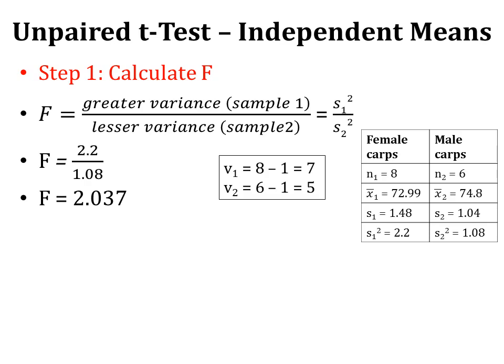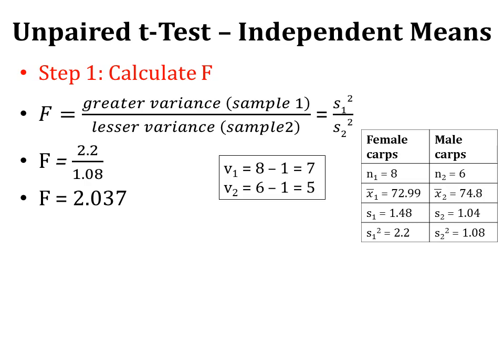For that purpose, we have to calculate the degrees of freedom, V1 and V2. V1 is the degree of freedom for the sample with the greater variance, which in this case is the female carps group. So 8 minus 1 is 7, which is our V1, and V2 is 5, the degree of freedom for the other sample, the male carps. And why is this sample number 2? Because it has lesser variance.